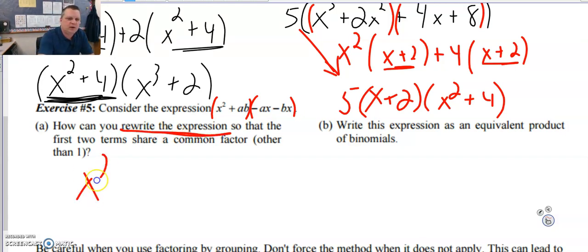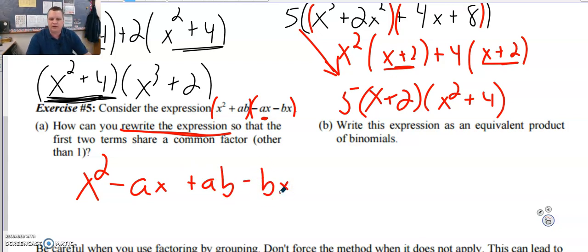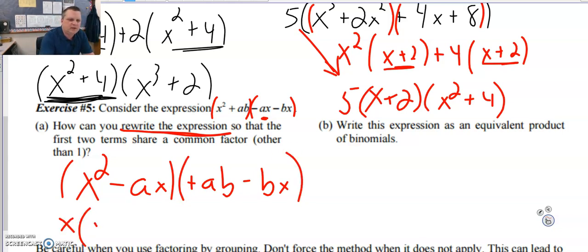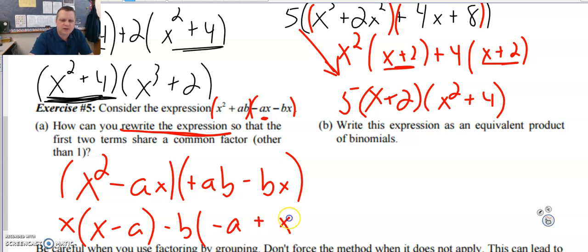So what you might have to do is you might have to rewrite the expression. So we have an x squared, and I'm going to take this minus ax and put it first. Minus ax plus ab minus bx. So I just rearranged the order. Now I'm going to see if I can factor out. Okay, so I'm going to factor out an x. I'm left with an x minus a. And then I want to try to make this an x minus a. So if you take out, we're going to take out the b, but if I take out a negative b, what you're left with is a negative a plus x.